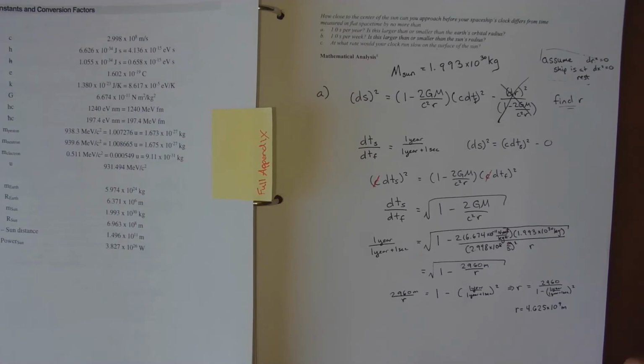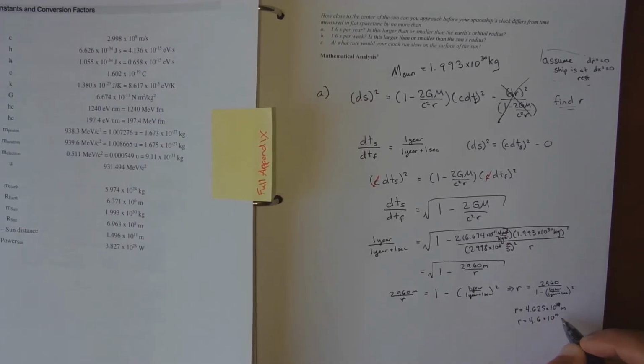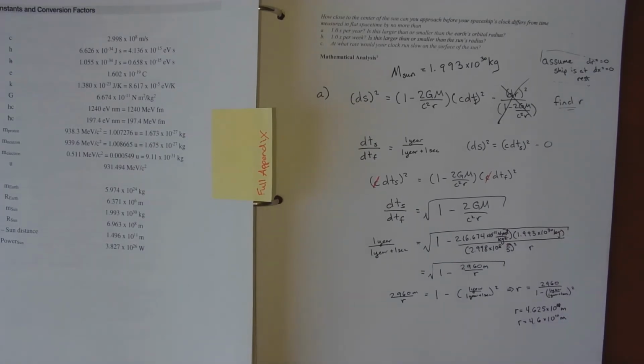And if you get something that rounds to 4.7 instead, oops, this is times 10 to the 10th. If you get something that rounds to 4.7 instead of 4.6, that would be fine also. So actually, I think it would be better just to say 4.6 times 10 to the 10th meters. So that is the answer for part A.